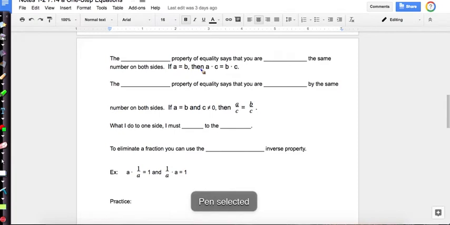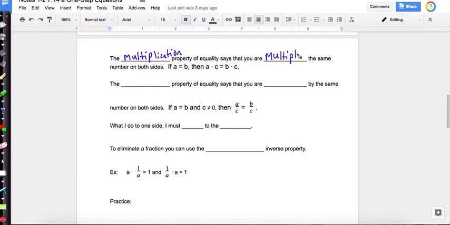So look here, if A equals B, then A times C equals B times C. So this is the multiplication property of equality, which says that you are multiplying the same number on both sides. If A equals B, then A times C equals B times C.